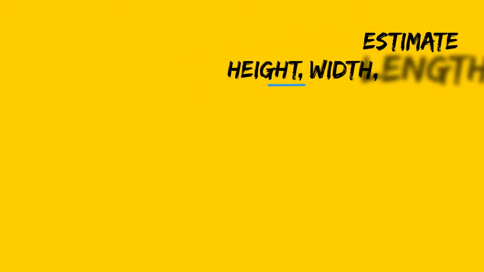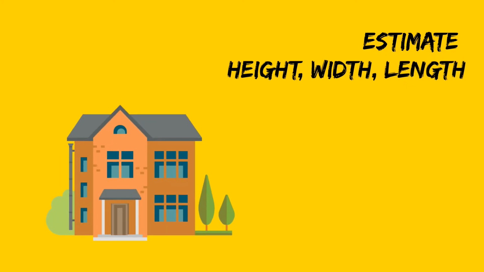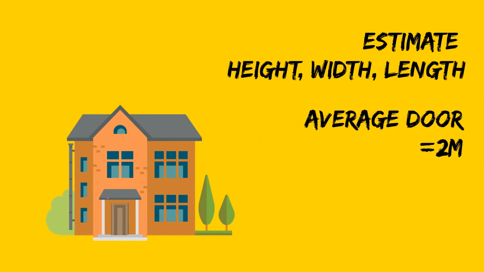Okay, let's look at one more example, working out the height of something. So say you want to know the height of this house. We've got nothing to go by except the things near it, the things on it. Luckily, we know that most doors are about 2 metres high. It's just over the height of a normal person. So we can use that to work out the height of the house.